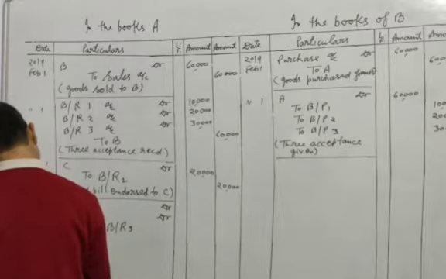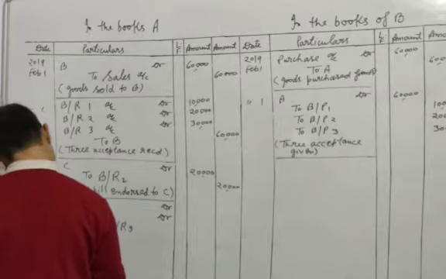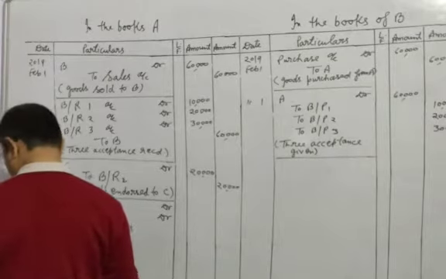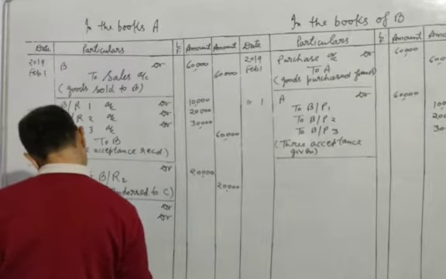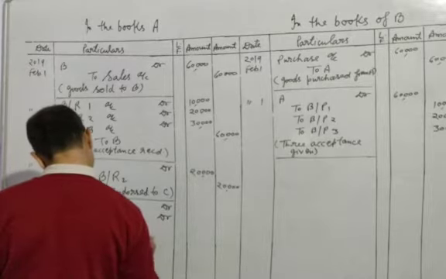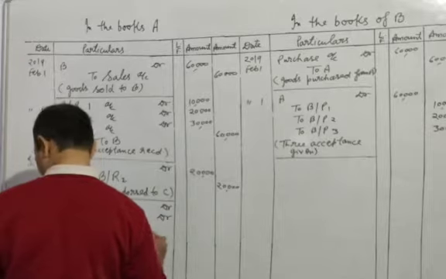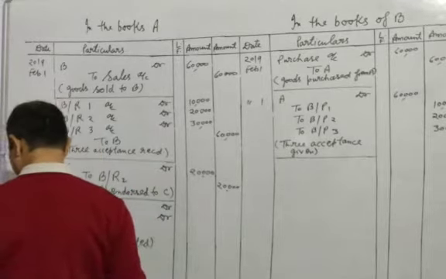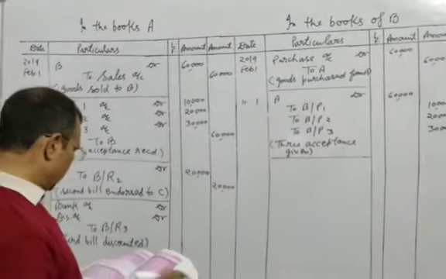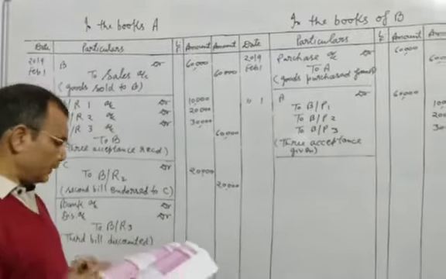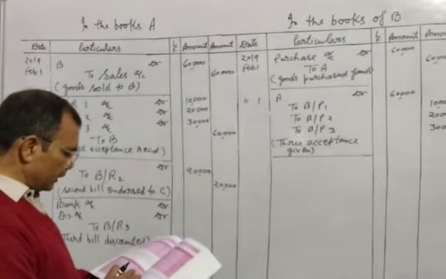In the narration we will write third bill discounted. Third bill discounted. And what is the amount of discount? Here the percentage is not given, but the information is given.